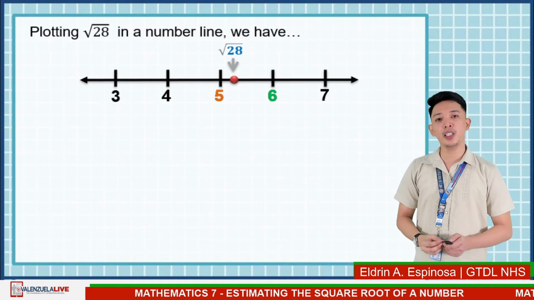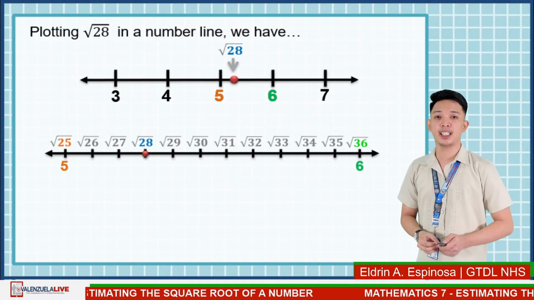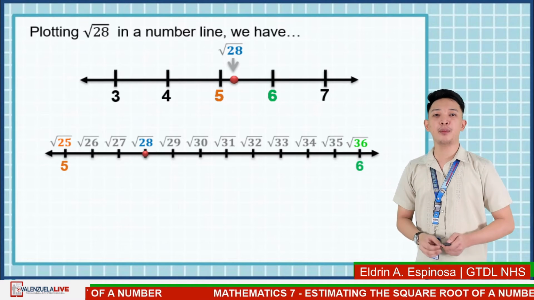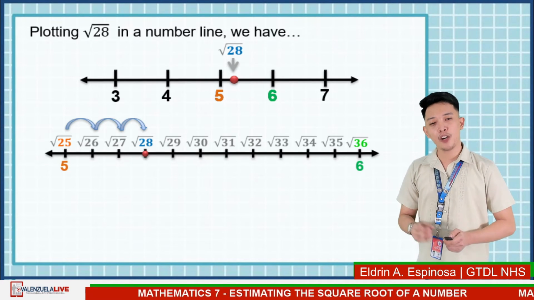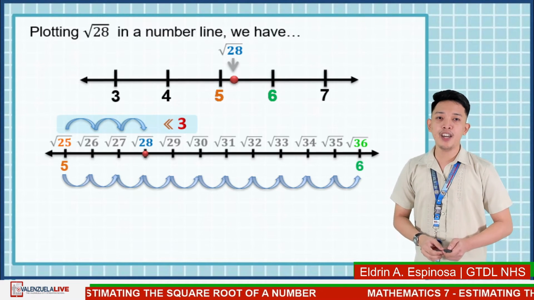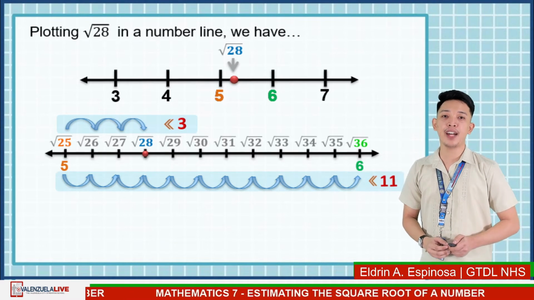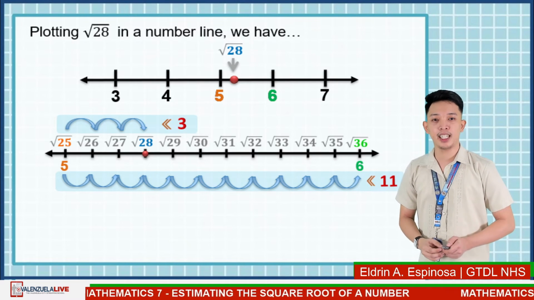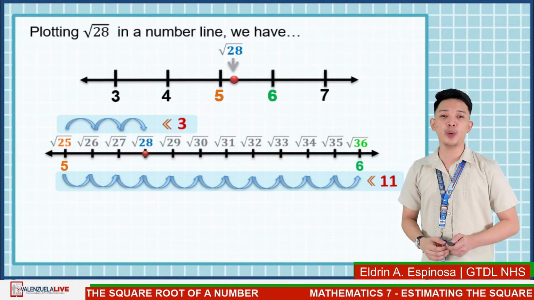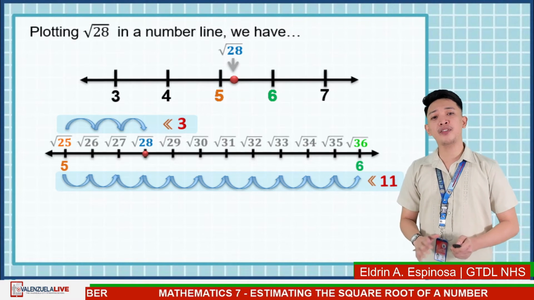Let us take a closer look at the irrational numbers with integer radicand between 5 and 6. As you can see, there are 3 irrational numbers with integer radicand from square root of 25 to square root of 28. And there are 11 irrational numbers with integer radicand from square root of 25 to square root of 36. This is somehow 3 over 11 of the way from square root of 25 to square root of 36. But again, take note of this.